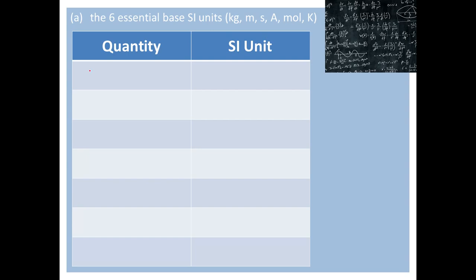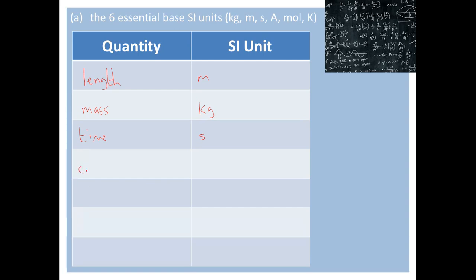We have 6 quantities we need to know, and I've included the 7th. So the first one is length. Obviously, there are other terms that could be used for this: height, distance, separation, and so forth. And that is always measured in meters. We also have mass, measured in kilograms, the only one that always requires a prefix. We have time, which is measured in seconds.